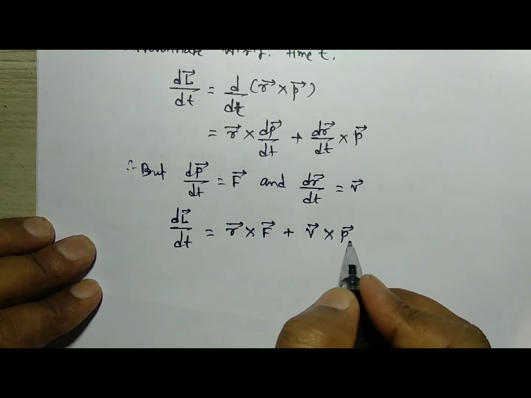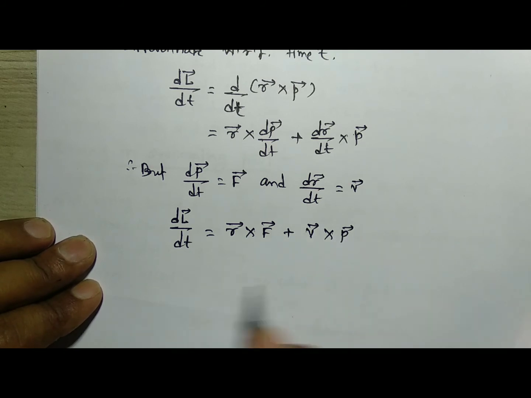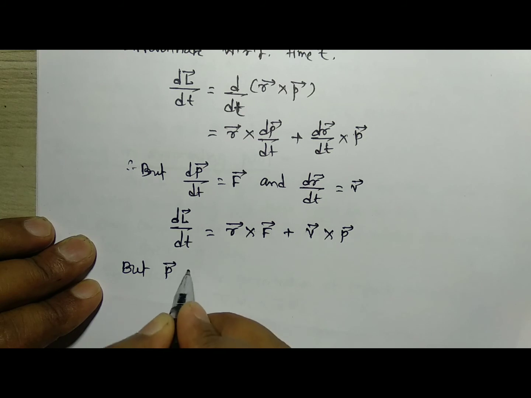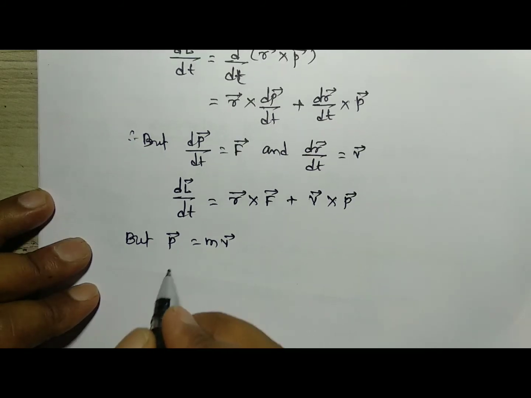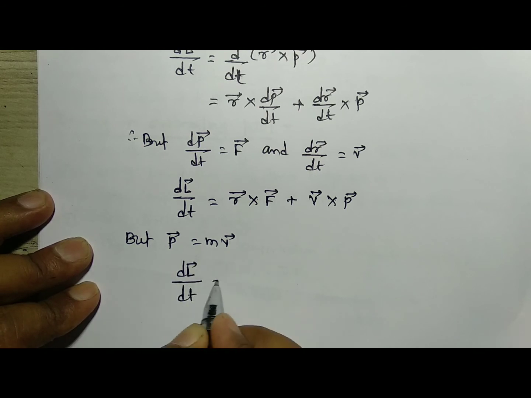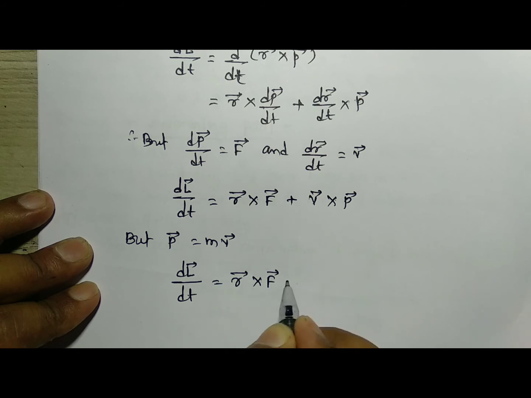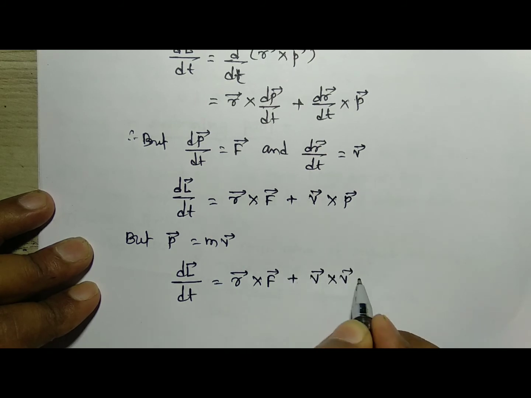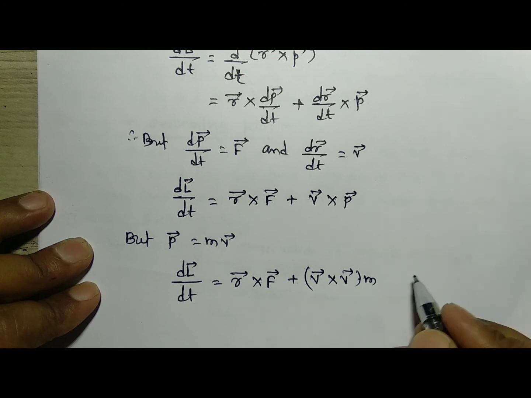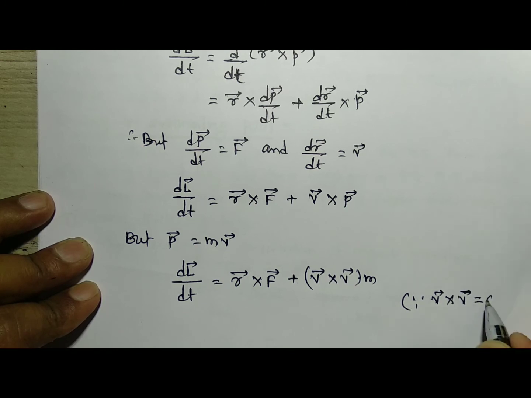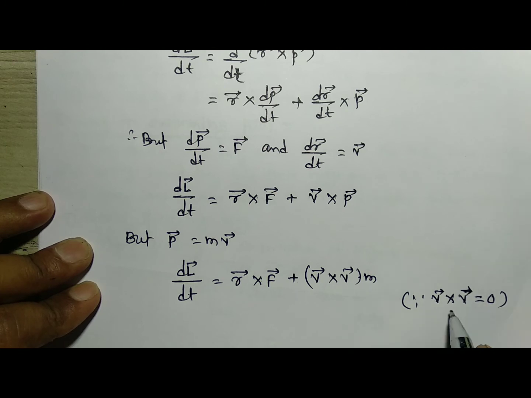But we know that P bar is M into V bar. Putting this value in, you will get dL bar divided by dt equal to R bar cross F bar plus V bar cross V bar into M. We know that the cross product of two same vectors is equal to 0, and therefore V bar cross V bar is equal to 0, so this term becomes 0, and you will get dL bar divided by dt equal to R bar cross F bar.